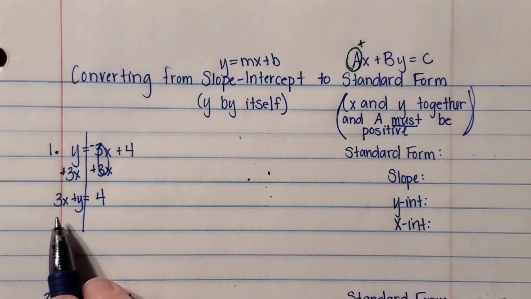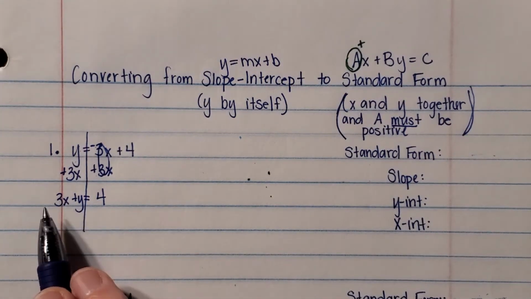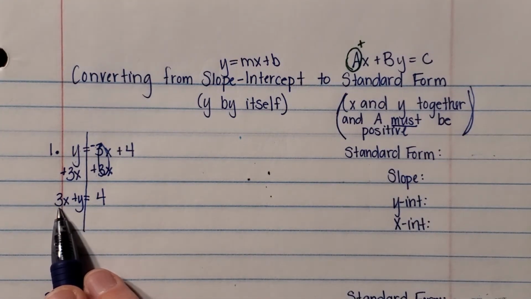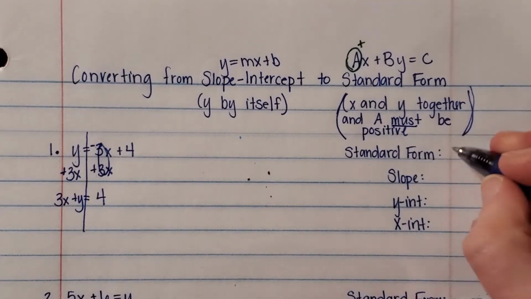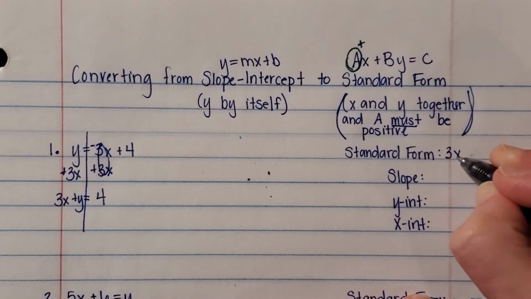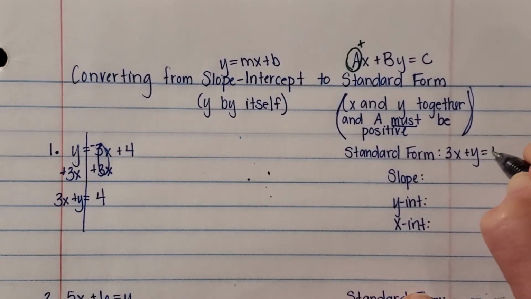If I look at my equation, x and y are on the same side. My number in front of x is positive, so I'm done. I have my standard form answer. So I'm going to go ahead and write it down as 3x plus y equals 4.